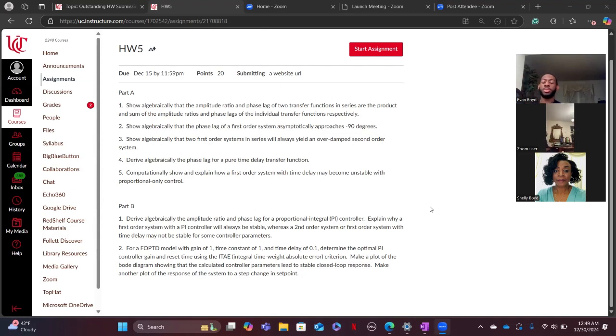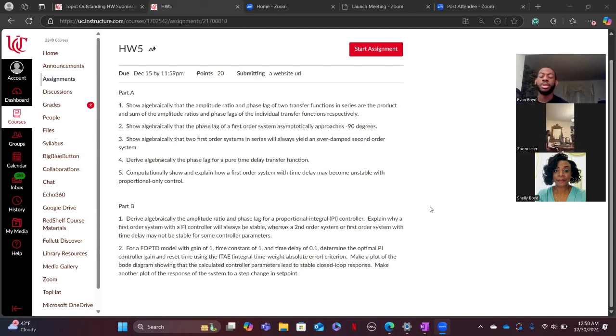So first we will derive the PI proportional integral controller on the iPad. Then for the second part we will go to Python and explain why the PI controller will always be stable compared to the time delay, which I kind of answered in part A when we coded out the time delay and also derived the time delay as well. But we can just restate that.